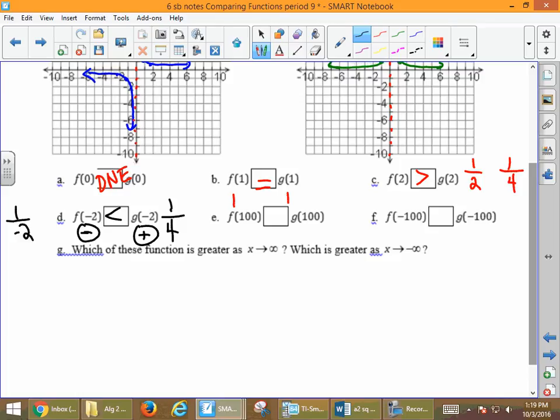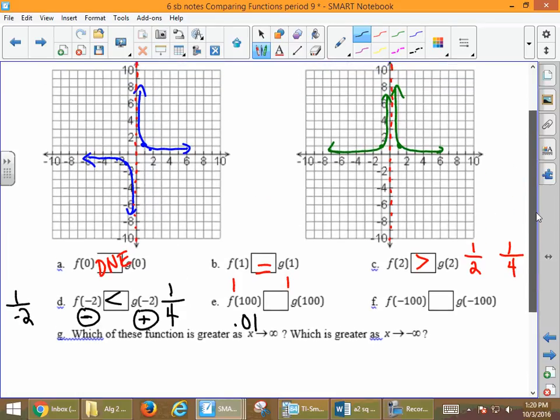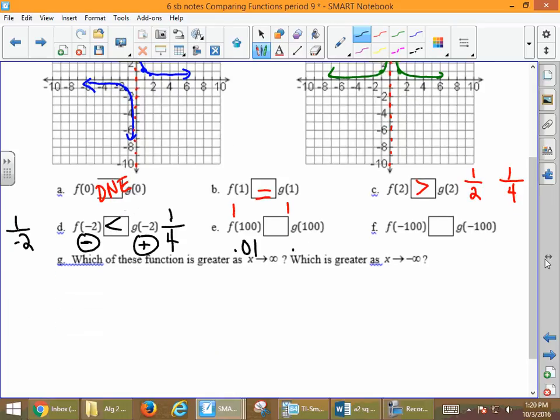If we do 1 over 100, when we put 100 back into our f function, we get 0.01. And if we do 1 over 100 squared, we get 0.0001. And which one of them is smaller? Well, when you compare, remember that the first zeros are the same, so then in our second decimal space we have a 1 here, and then we have a 0 for g of 100, and 1 is bigger than 0, so g of 100 is smaller.